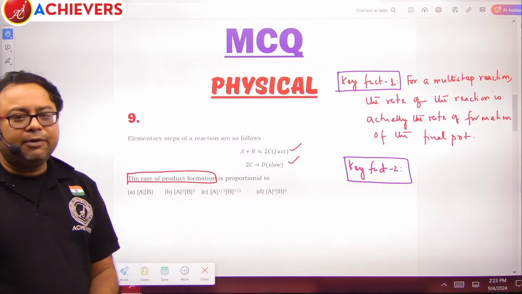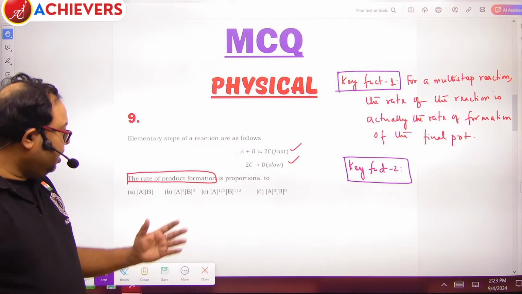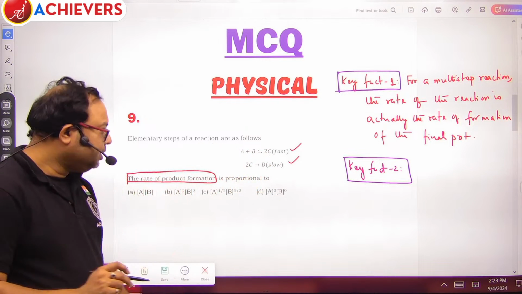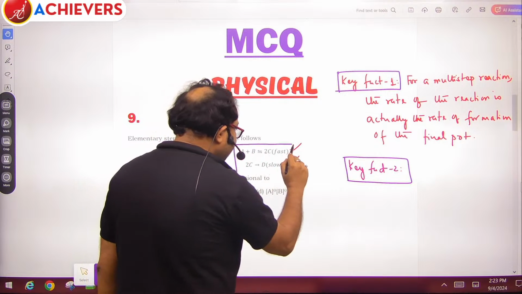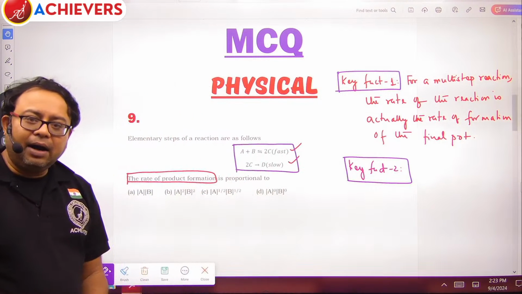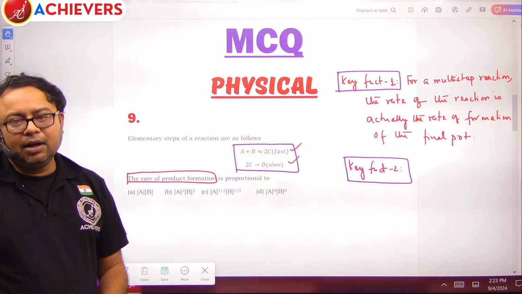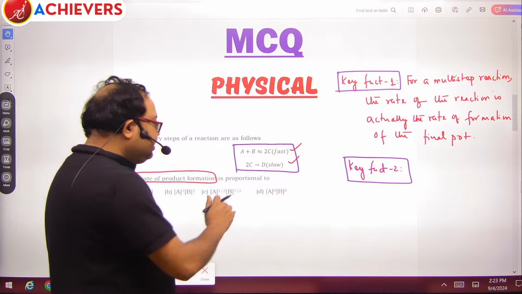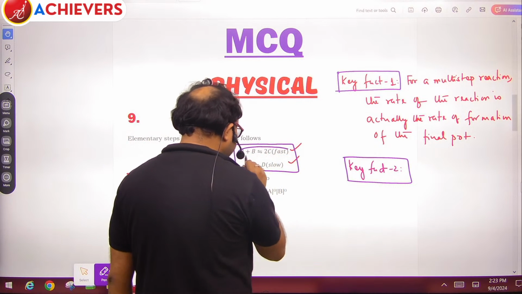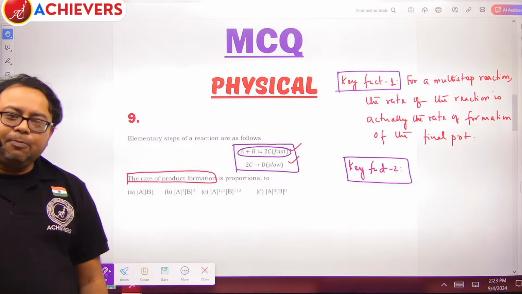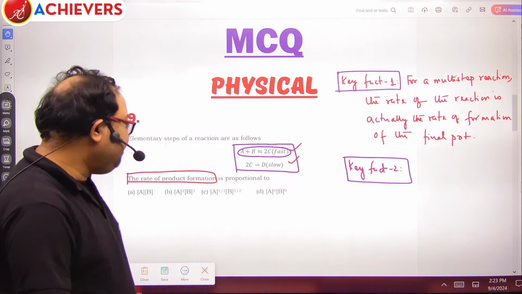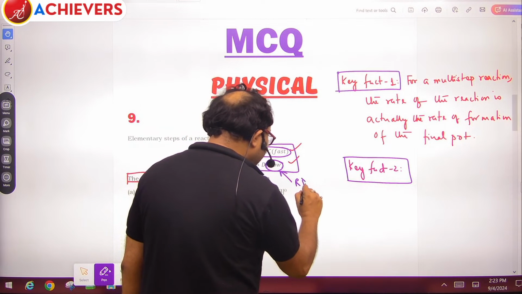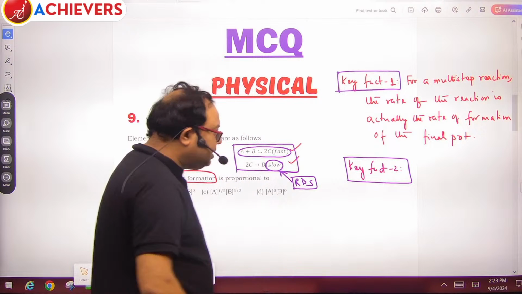Before moving into key fact 2, let us ponder into this particular mechanism once again. You see, this is the mechanism of the multi-stepped chemical process. In the first step, there is a rapid equilibrium. This is a rapid process, a fast process. Step 1 is a fast process. And step 2 is slow. Slow means this is the rate determining step, RDS. So this is known to all of us.